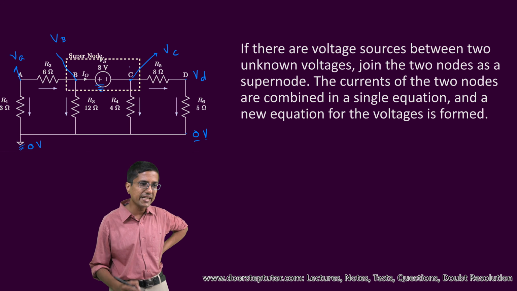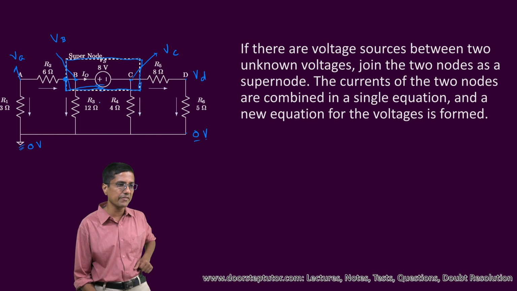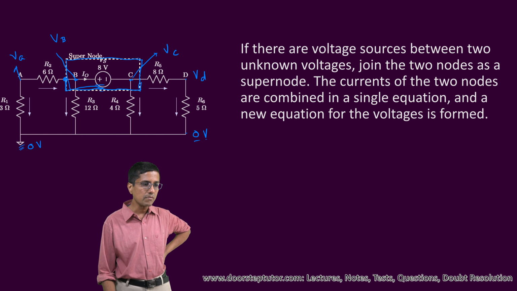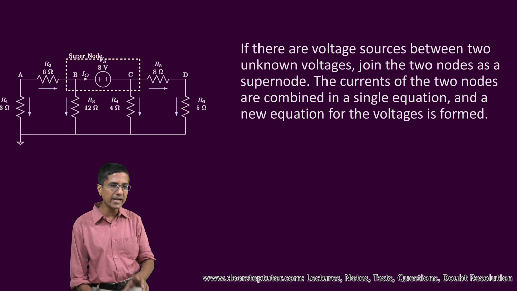So if that is the case, then what we do is combine this entire thing into a single node. We don't write separate nodal equations, we don't write separate current equations for this node B and this node C, but we write a single current equation taking into account both node B and node C. So I'll show you how to do that right now.